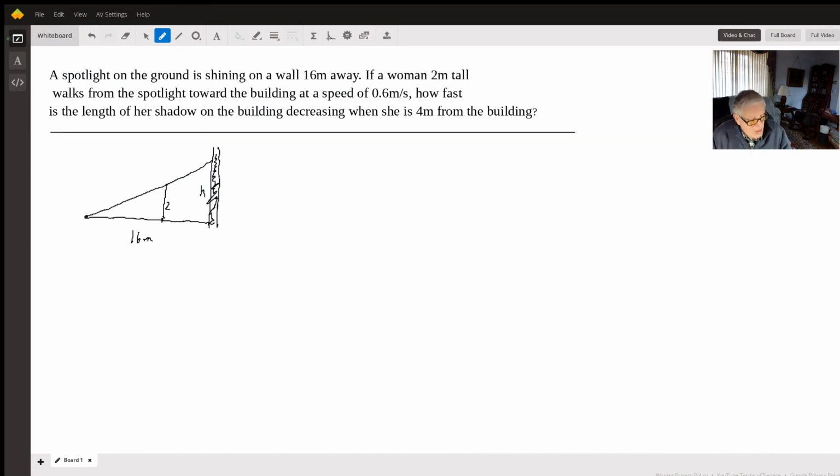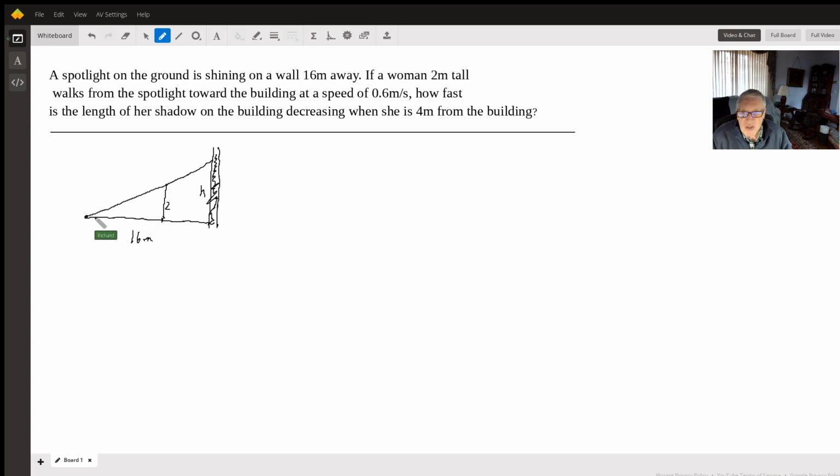This is basically a word problem, and you'll find this kind of problem in calculus. It's called a related rates problem, and I'll show you how it gets its name in a moment.